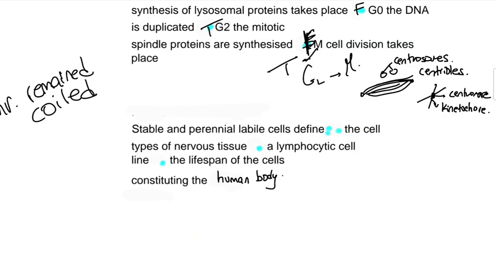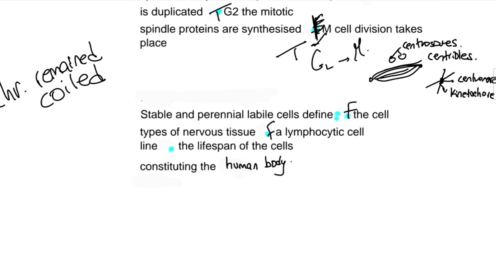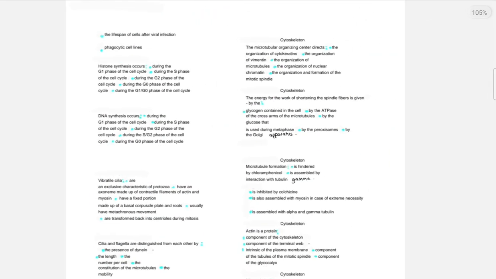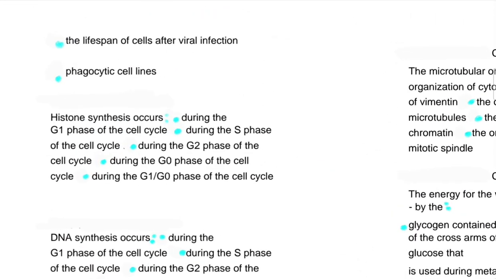Stable and perennial labeled cells define the cell types of nervous tissue. Wrong. Lymphocytic cell line. Wrong. The lifespan of the cells constituting the human body. Correct, because stable and perennial describe the lifespan of the cells inside our body. It's nothing to do with the nervous tissue or the lymphocytic cell line. The lifespan of cells after viral infection, obviously wrong. Phagocytic cell lines, obviously wrong.